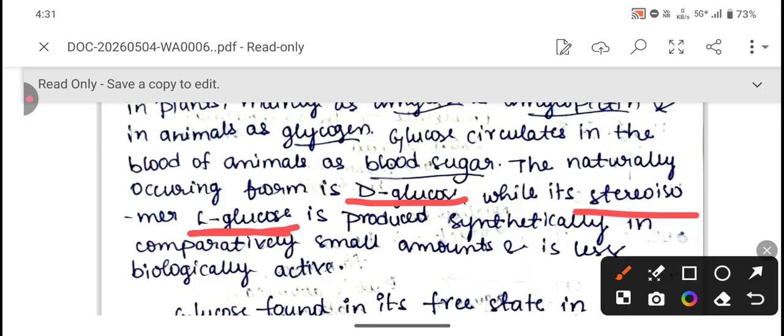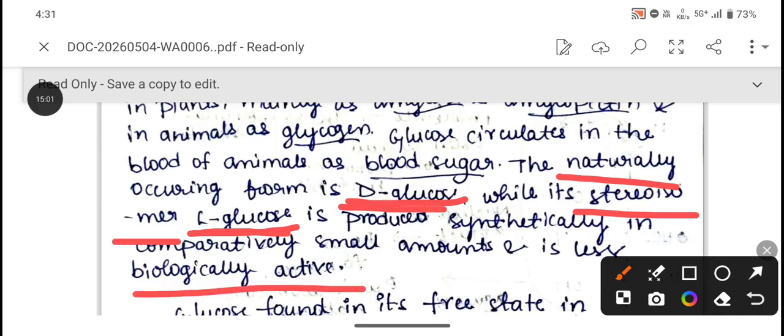These are the stereoisomers. Among this D and L glucose, the naturally occurring form is D-glucose, while its stereoisomer, which is L-glucose, is produced synthetically in comparatively small amounts and is less biologically active when compared to D-glucose.